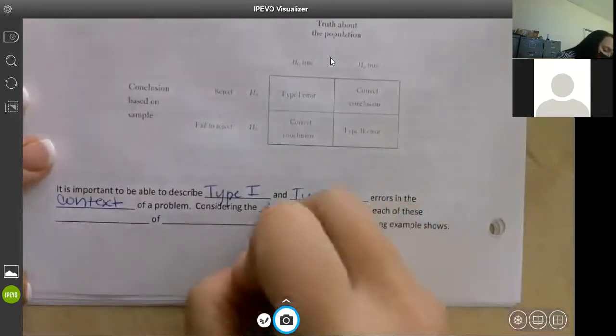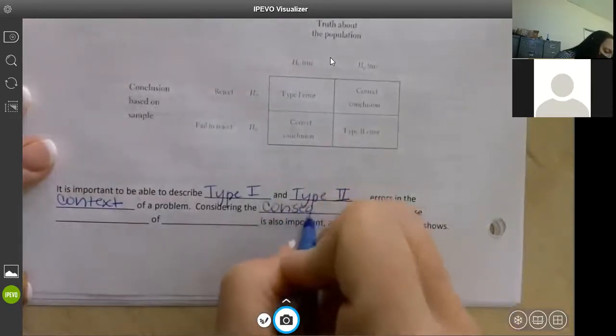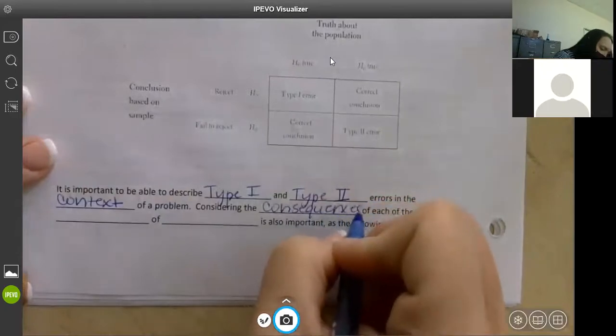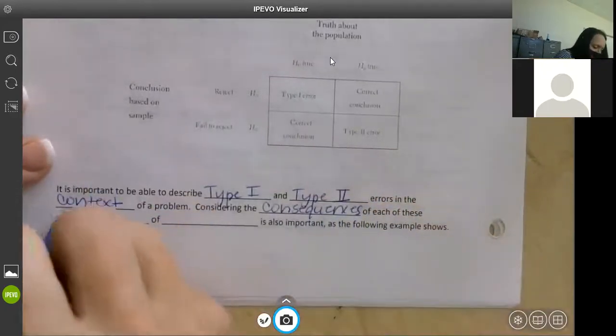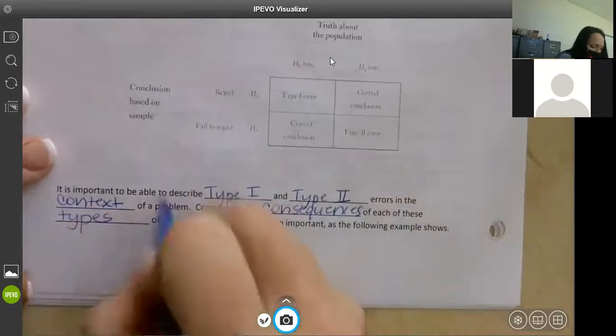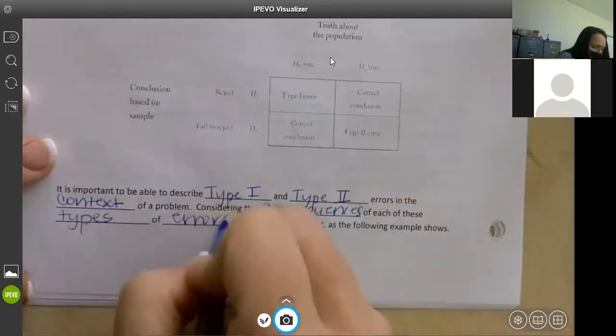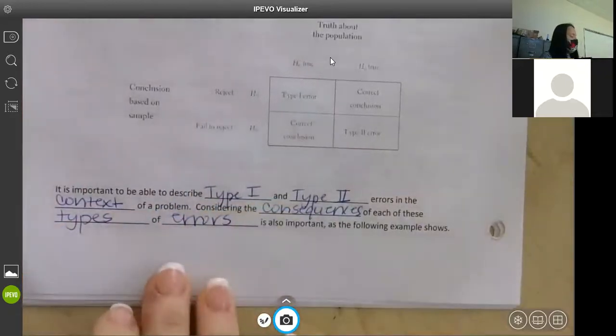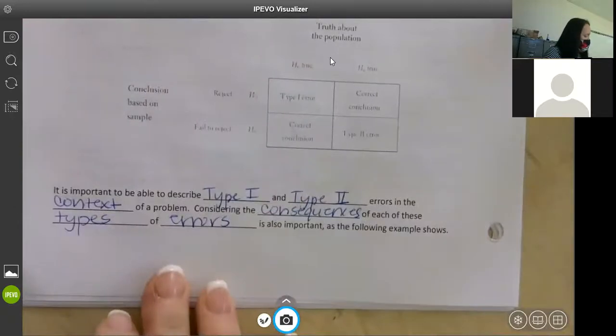Considering the consequences of these types of errors is also important, which you will always do, as the following example shows. And again, they're really simple. What's hard is remembering which one is which, okay? We're getting there, y'all. We're getting there. All right.